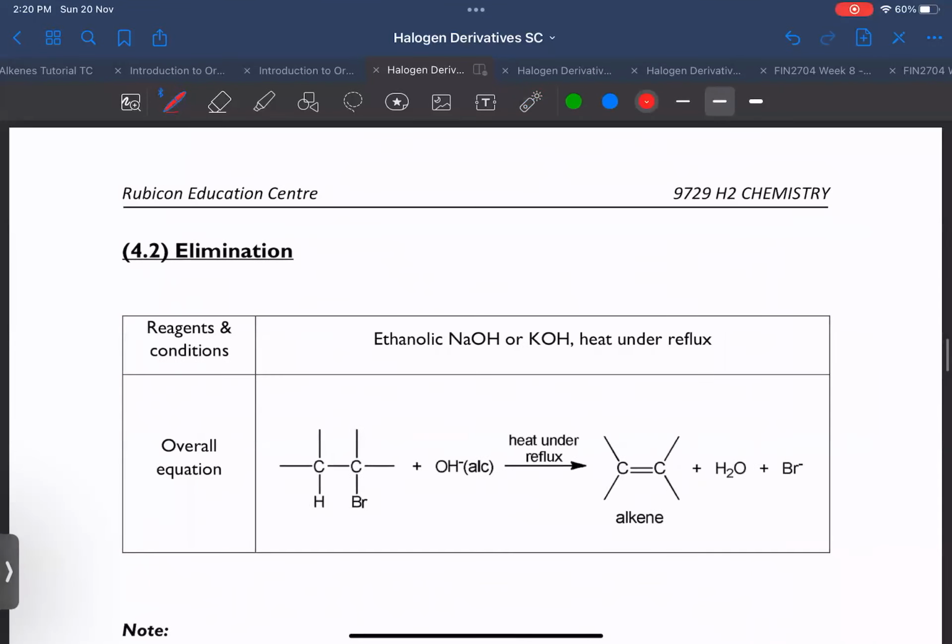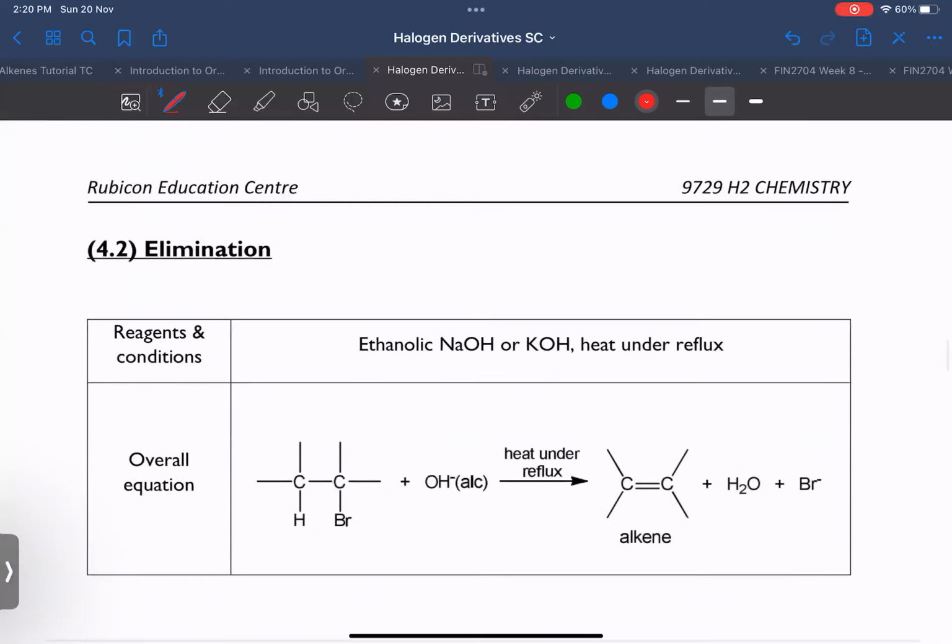As we said just now, there are only two reactions. One is nucleosub, the other one is elimination. And we have learned elimination before, so this one is not going to be very tough. Let's look at this. I want you to look at the reagents and conditions again: ethanolic. Because if you write aqueous NaOH and heat, can you remember what reaction will occur instead? Any idea?